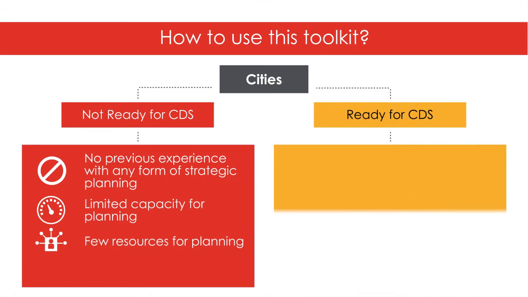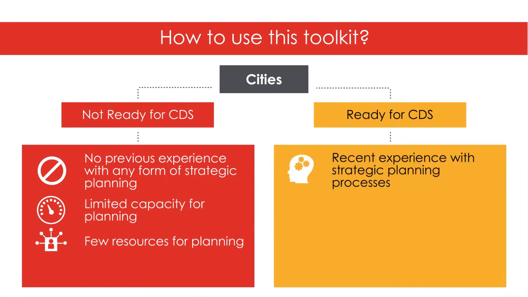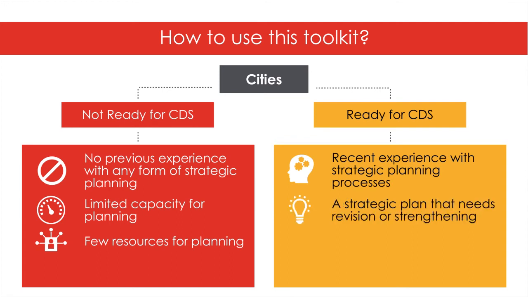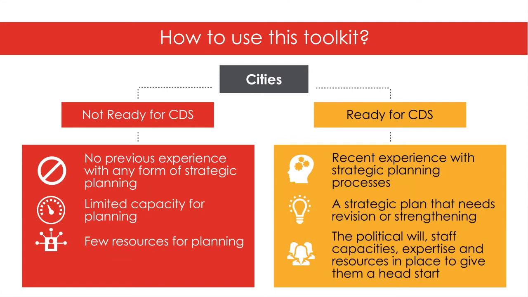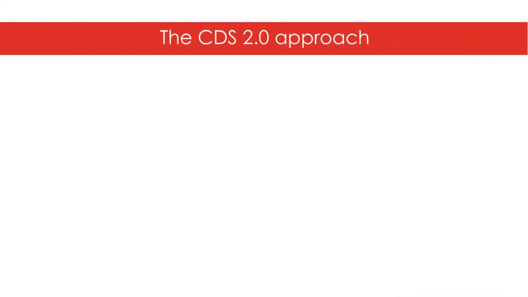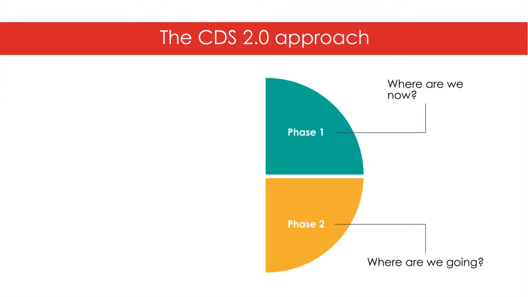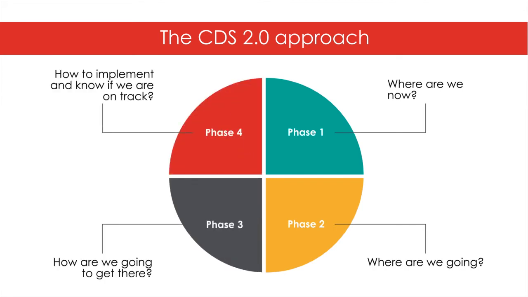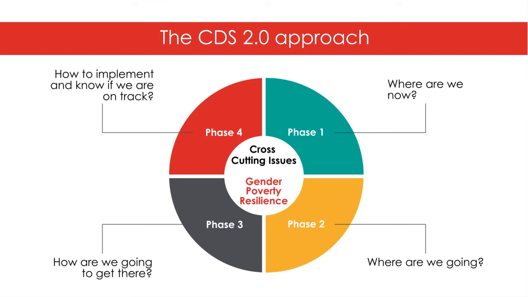Cities that are ready for CDS may have recent experience with strategic planning processes, a strategic plan that needs revision or strengthening, the political will, staff capacities, expertise, and resources in place to give them a head start. Experienced cities and those ready for CDS may choose to follow the entire sequence of planning steps outlined in this toolkit, or they may decide to follow only selected steps and stages as needed to strengthen their existing strategic plans. The CDS 2.0 approach. The CDS 2.0 has four phases, with cross-cutting issues on gender, poverty, and resilience.